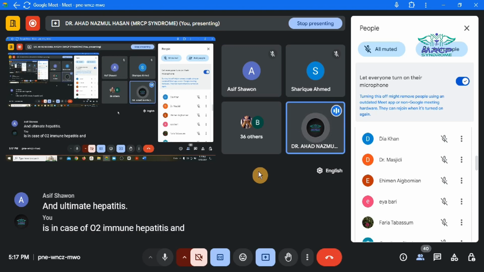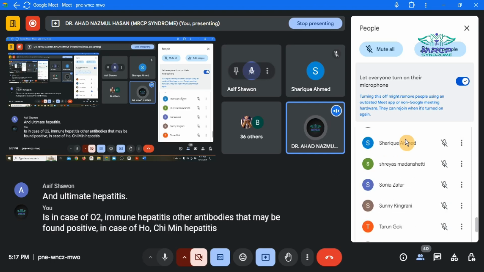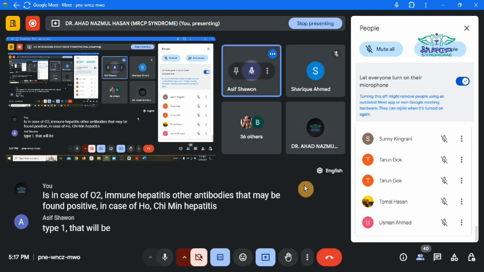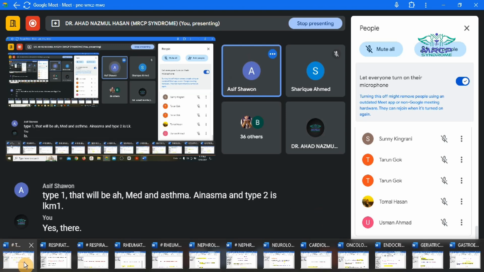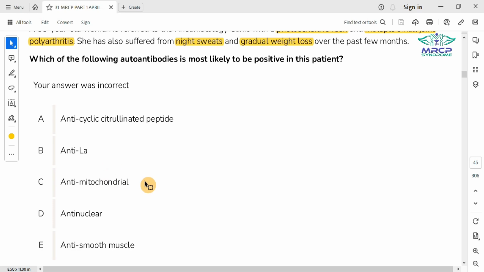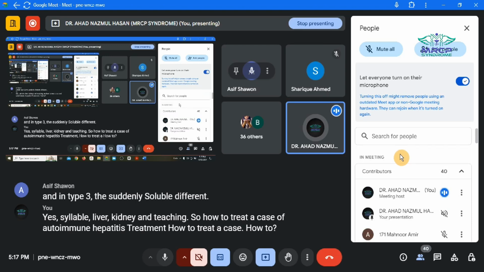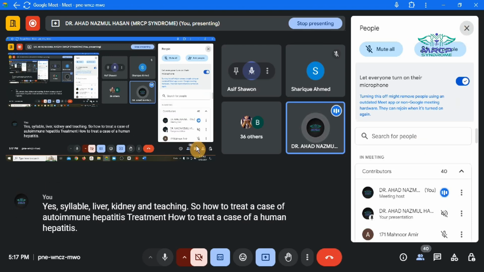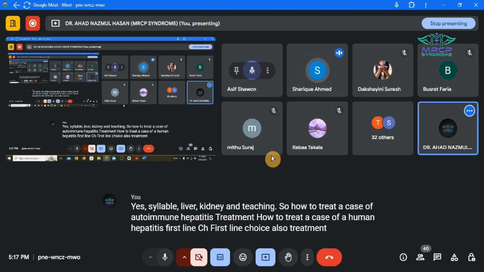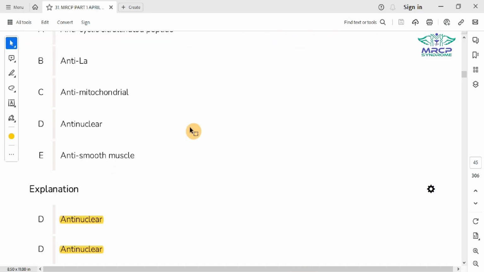Other antibodies that may be found positive in case of autoimmune hepatitis: in type 1, that will be anti-smooth muscle antibody and anti-nuclear antibody; in type 2 is anti-LKM1; and in type 3 is soluble liver kidney antigen. So how to treat a case of autoimmune hepatitis? What is the first line choice of treatment? Oral steroids. Yes, we'll be going for steroid therapy in case of autoimmune hepatitis.